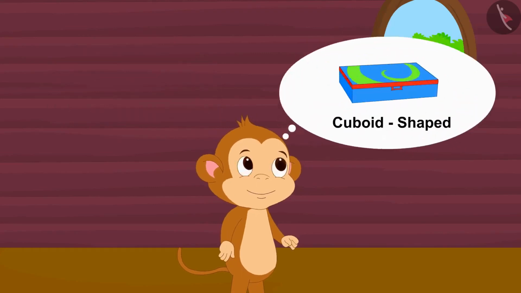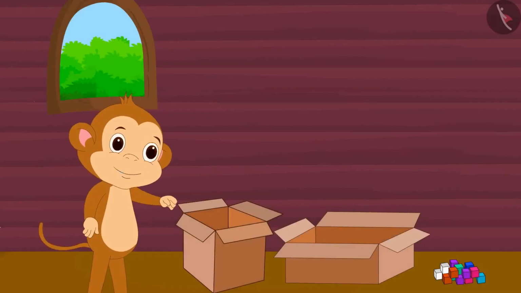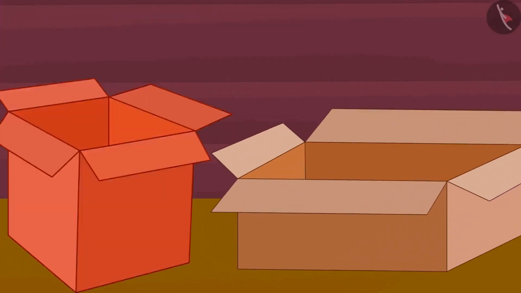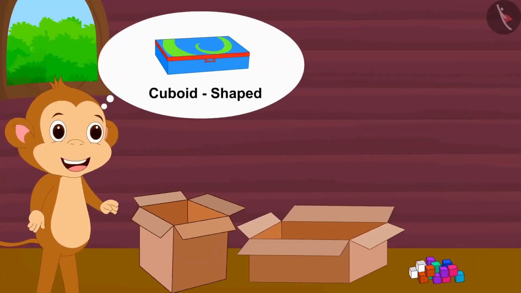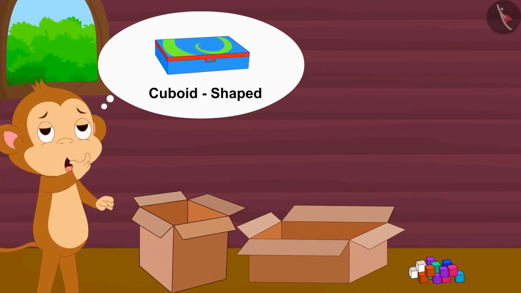The compass boxes are cuboid-shaped. I have just brought this one cube and one cuboid-shaped box with me. How many compass boxes will I be able to carry in these 2 boxes?